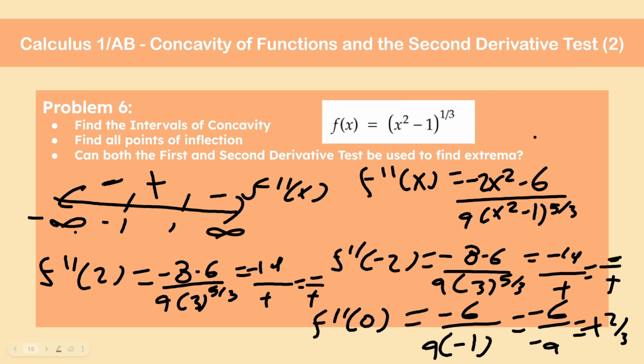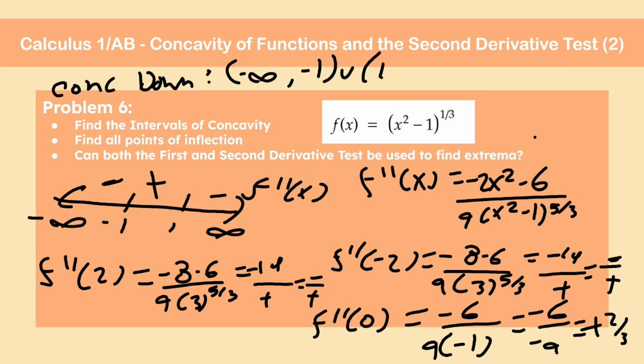So now we can find the intervals of concavity. So we know that the function is concave down from negative infinity to negative 1, union 1 to positive infinity, and that it is concave up from negative 1 to positive 1.